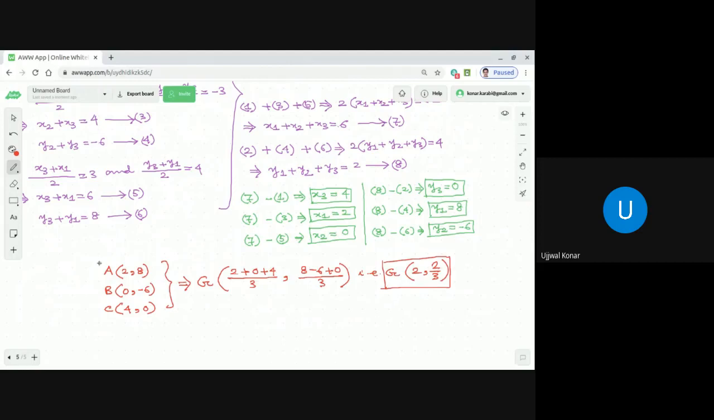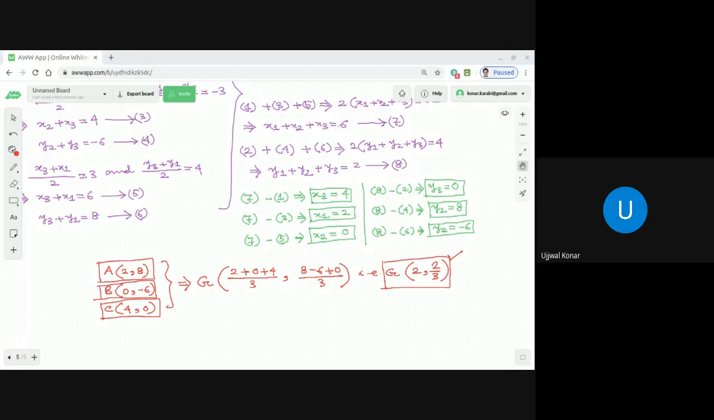And these are the coordinates of the 3 vertices. This is the first part of that answer. And G, what we found, is the second part of this answer. I hope it is absolutely clear. Any doubt, please do let me know. No, sir. Absolutely clear, right? Okay.